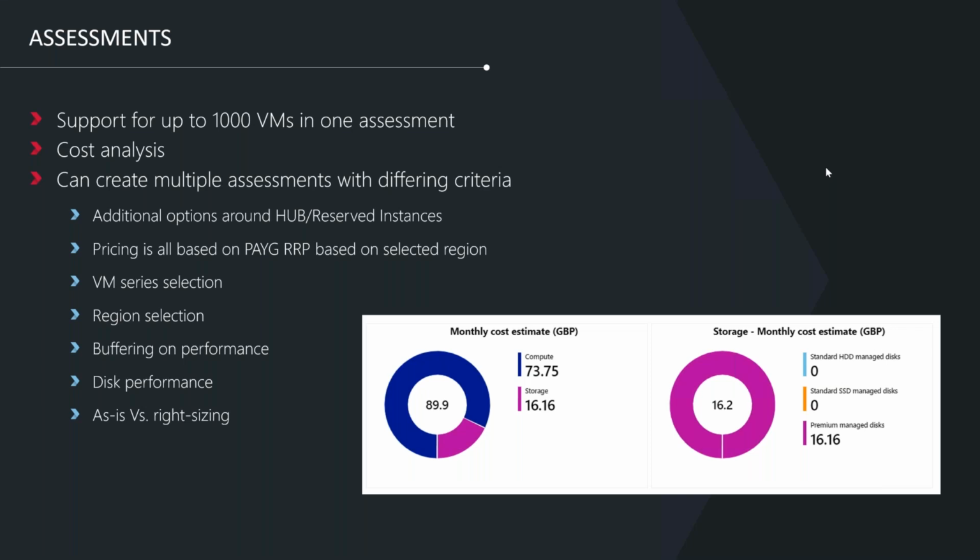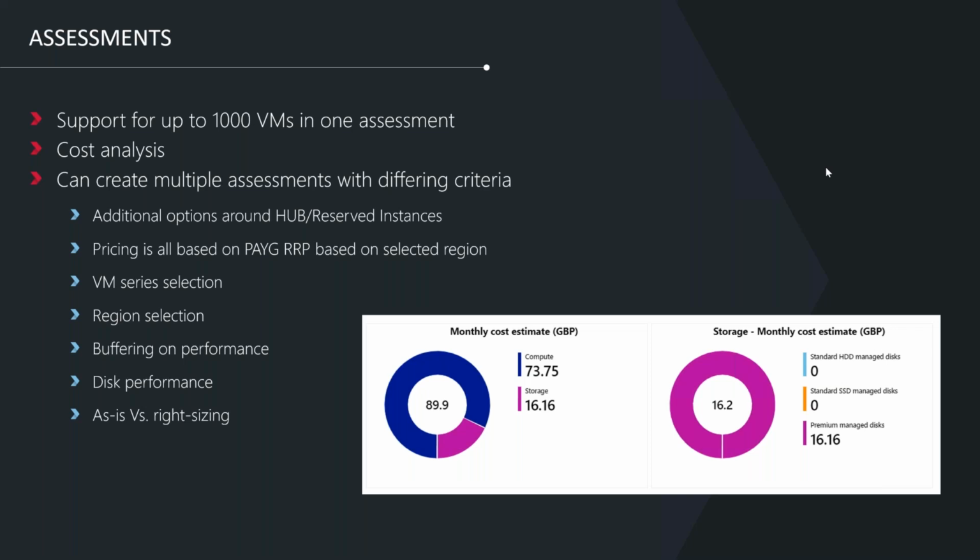It's also going to give you the ability to manipulate the assessment as well. So it's going to give you the option around settings regarding what VM series you want to look at. Say, for example, you're not interested in B series VMs, which are the burstable type of VMs. You're really interested in D series or E series VMs, for example. You can deselect the B series from the analysis, so it doesn't recommend that particular VM type during the assessment phase. You can recommend a particular region you want to put these virtual machines in.